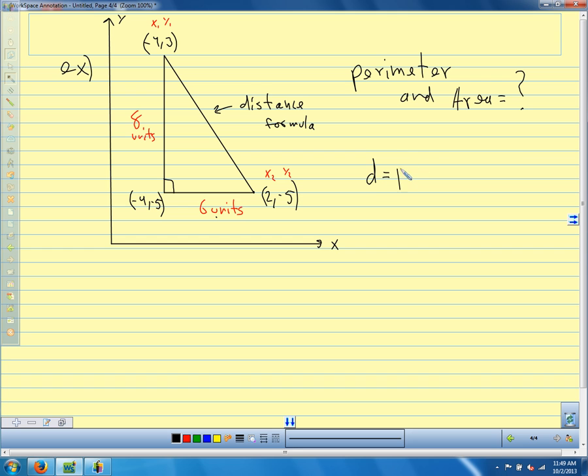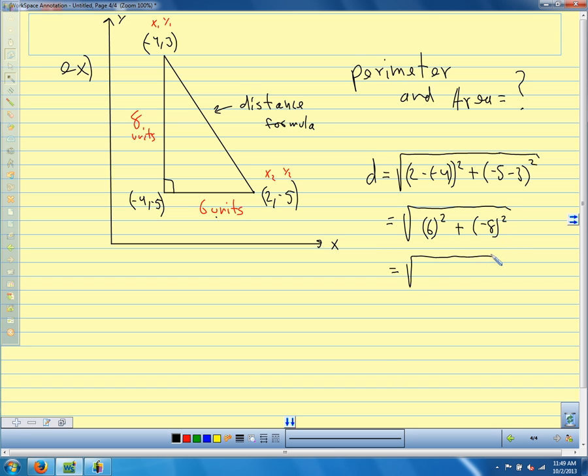Distance equals the square root of x2 minus x1, 2 minus -4, squared, plus y2 minus y1, -5 minus 3, squared. And now we just have to calculate, do a little figuring. Negative 2 minus negative 4 is 6. A minus a negative makes it a positive. So we get 6 squared plus negative 5 minus 3, negative 8 squared.